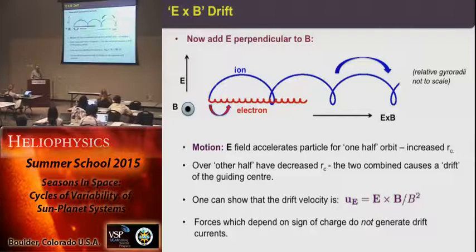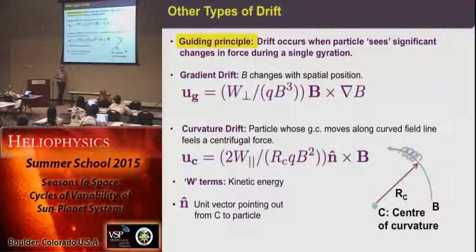Okay. So, of course, there are other types of drift, and a good guiding principle to keep in mind is that if your particle, whether it be an ion or an electron, sees a significant change in electric or magnetic field during a gyration period, then that change is going to lead to some kind of drift. So here I've listed a couple of different kinds of drift motion. Again, these are motions that you've heard about this week.